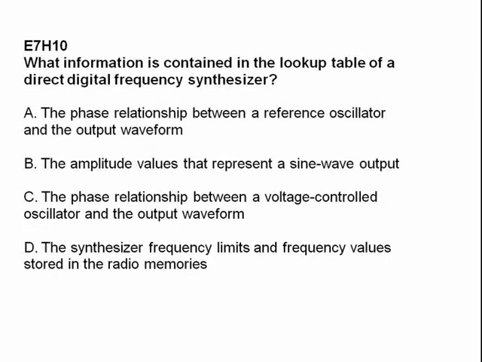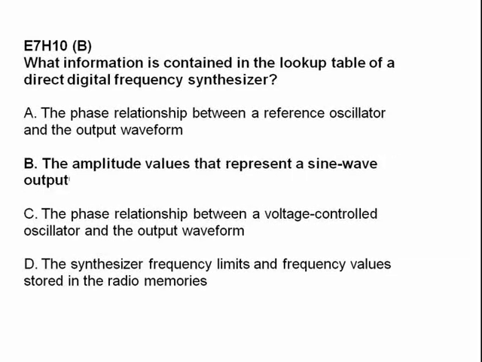What information is contained in the lookup table of a direct digital frequency synthesizer? A, the phase relationship between a reference oscillator and the output waveform. B, the amplitude values that represent a sine wave output. C, the phase relationship between a voltage-controlled oscillator and the output waveform. Or D, the synthesizer frequency limits and frequency values stored in the radio memories. The answer is B, the amplitude values that represent a sine wave output.